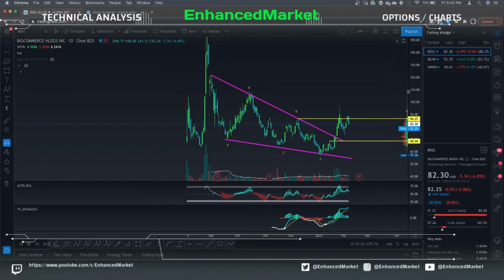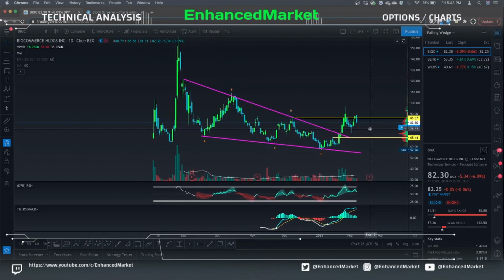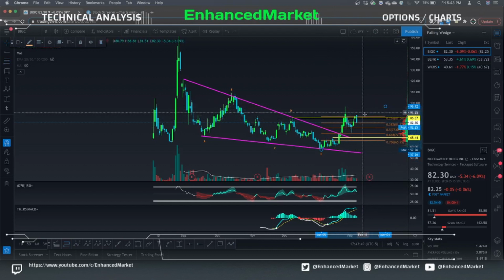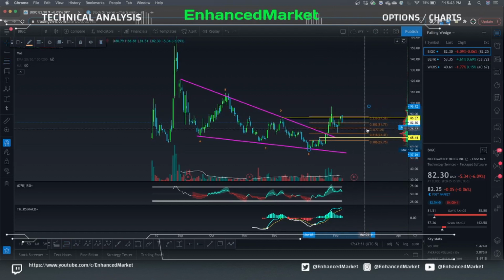Now, typically, after it moves to the upside, breaks to the upside, a pullback has to occur. And how do you measure where it's going to pull back to? I take my fib retracement, and I will go from wave E to the top of that breakout move, and generally it falls between the 0.5 and the 0.786.